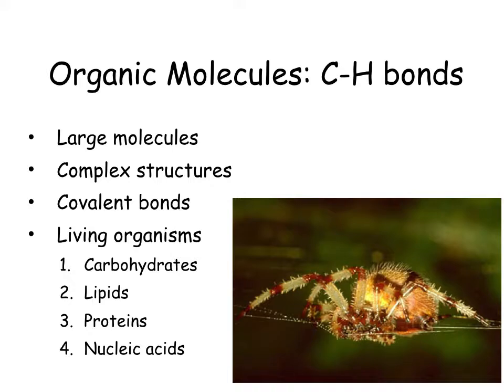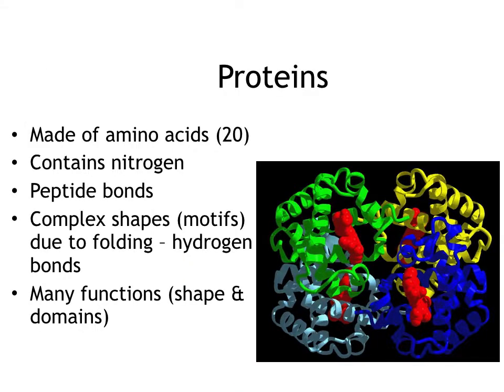And so let's go into those right away. Proteins are organic molecules that are made of amino acids, and there's 20 different types. Each type of amino acid contains nitrogen, and it's easily linked to other amino acids by what are called peptide bonds, and I'll show you a peptide bond.